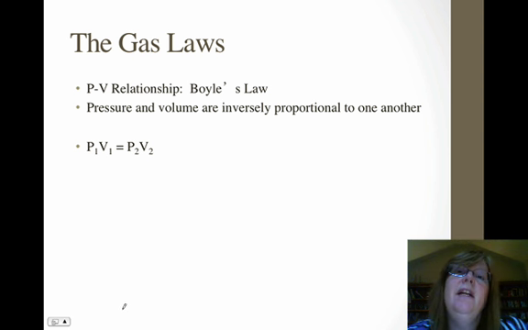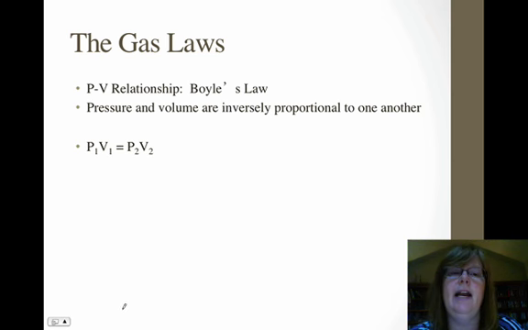Hi, well we're going to start doing problems from our gas law unit. All right, so we looked at the relationships in class yesterday, but now we're going to look at the mathematical relationship. The pressure-volume relationship is known as Boyle's law. And from class, we learned that pressure and volume are inversely proportional to one another.